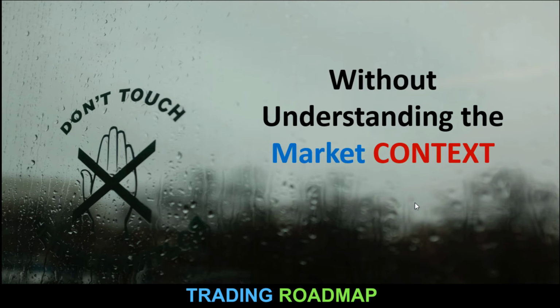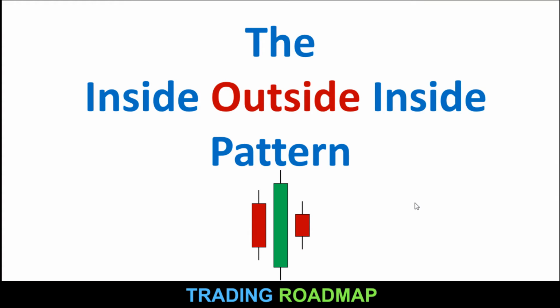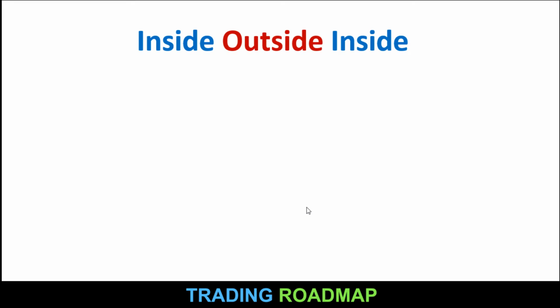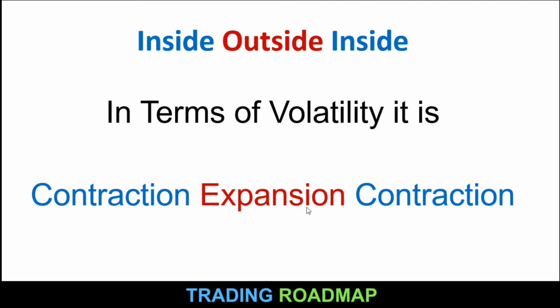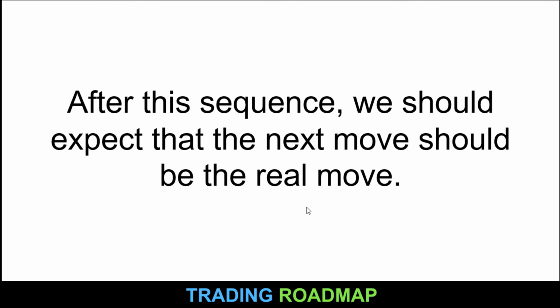Now we will go to the inside outside inside pattern, and as you see here, it's simply that you have the previous bar as an inside, and then you have the outside bar, and then you have an inside bar. And I want you to think in terms of volatility: it is just contraction, expansion, contraction. And what does that mean? After this sequence, we should expect the next move to be the real move, because we have volatility contraction, and then volatility expansion, and then another contraction.